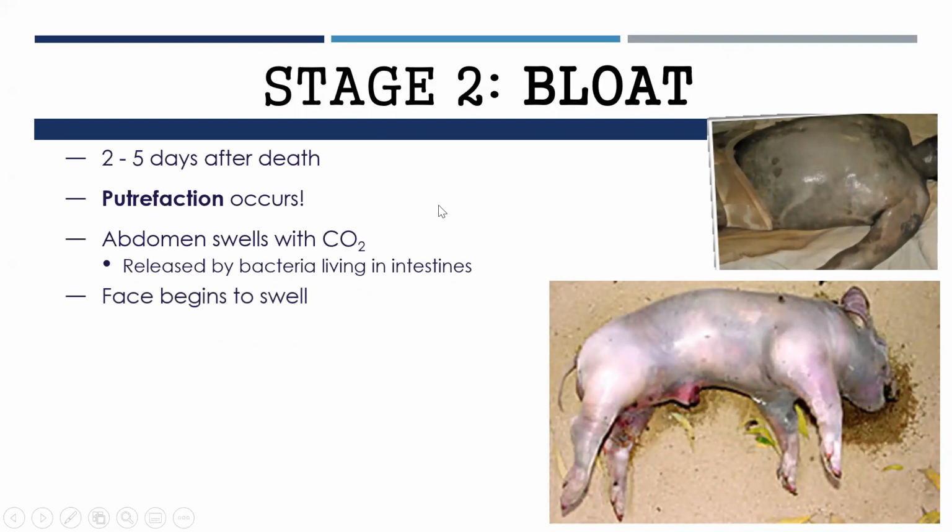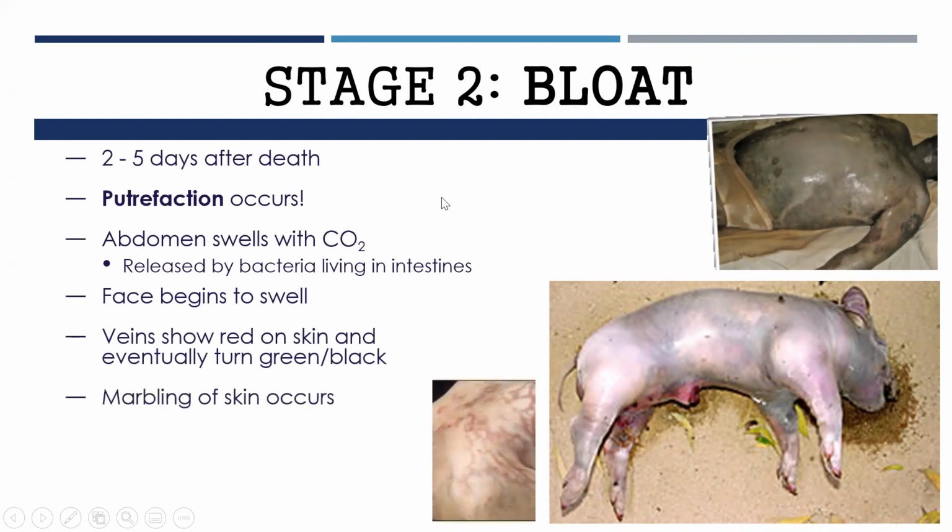The face is also going to begin to swell. You start to get what we call marbling occurring on the skin, and you get the veins starting to show through the skin, reddish, and then they begin to turn blackish, greenish because the blood stops flowing.